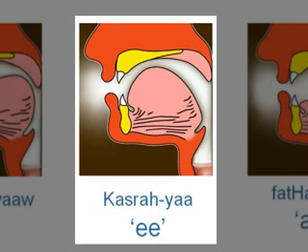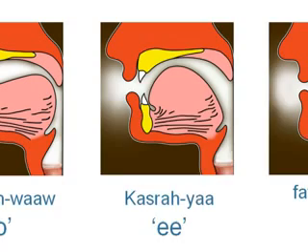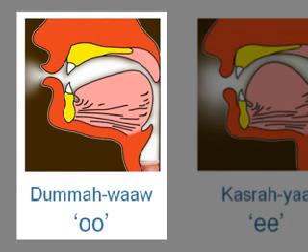The second one is the kasrah-yaa. So when we say ee, remember with kasrah we normally smile when we say i. And you'll notice again the air is traveling all the way from the bottom of the throat, all the way through the oral cavity and out through the lips. And when you say ee, the middle of your tongue will rise, but enough gap is left for the air to go through. And the third one is a dummah-waaw.